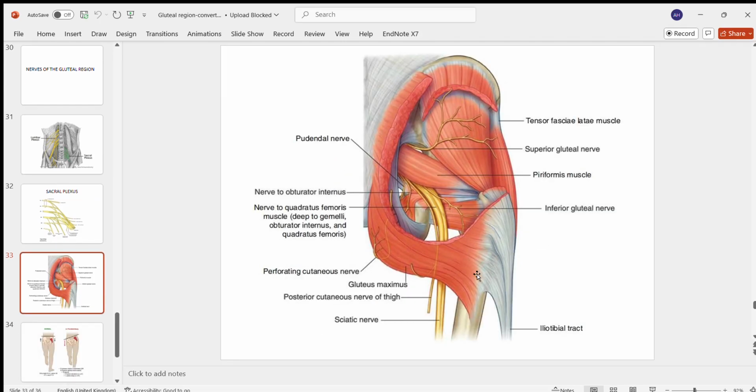In this picture, we can see this is the superior gluteal nerve, which accompanies the superior gluteal artery. This one is the inferior gluteal nerve, which accompanies the inferior gluteal artery. This thick nerve is the sciatic nerve, which is the nerve of posterior compartment of the thigh.